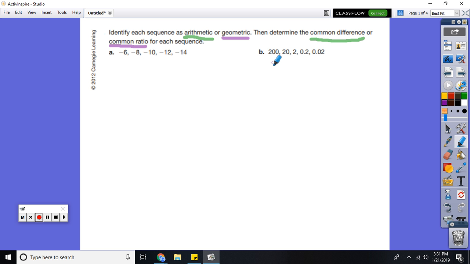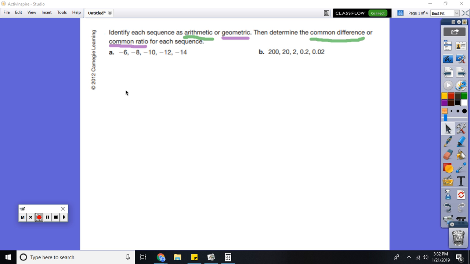So if I want to figure out if a sequence is arithmetic or geometric, one big clue is if the sequence is getting really, really big really quickly or really, really small really quickly. Probably geometric. So if you look, A is slowly changing, but B goes from 200 to 0.022. That's a huge change. So that's probably geometric. Another way we can tell is by testing.